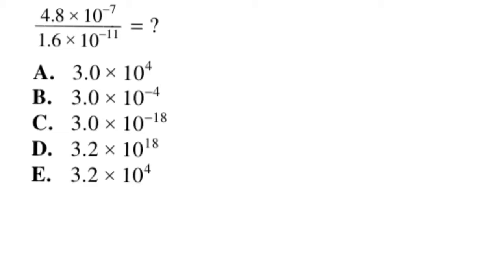Okay, here's our question for today. It's kind of a quick one. We've got two numbers in scientific notation being divided by each other. So 4.8 times 10 to the negative 7th divided by 1.6 times 10 to the negative 11th. If you want to try to work this one now, pause the video.